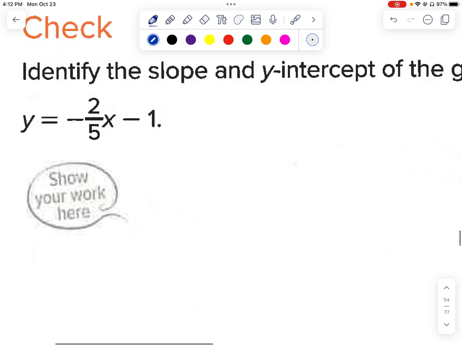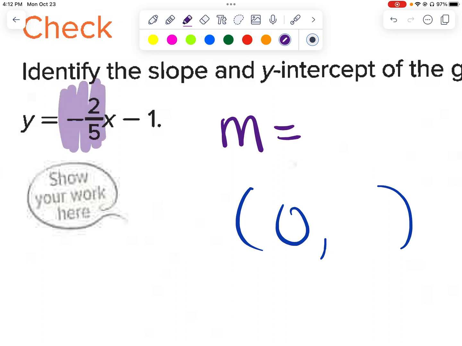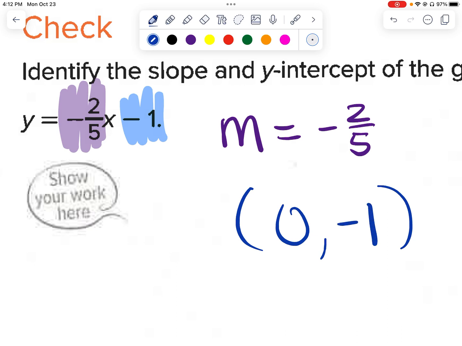So on this, I want you to tell me what the slope is. I want you to tell me what the y-intercept is. So in order to find out the slope, I look at the number that's sitting in front of x. The y-intercept is the number that stands alone. So when I do this, my slope is negative 2 over 5. My y-intercept is the point 0, negative 1.